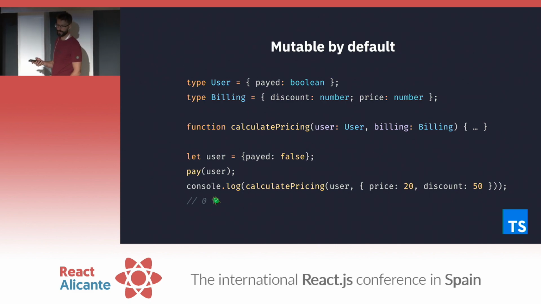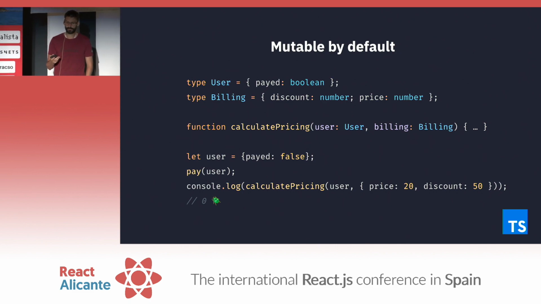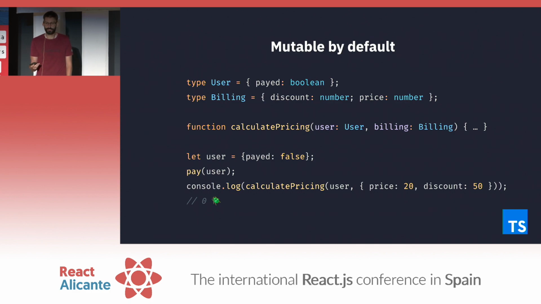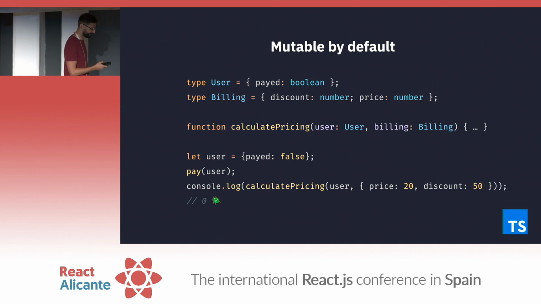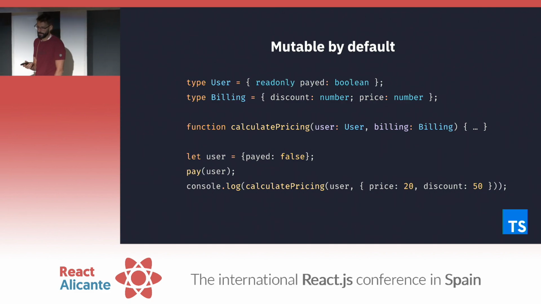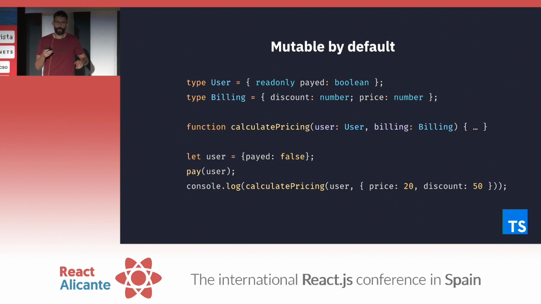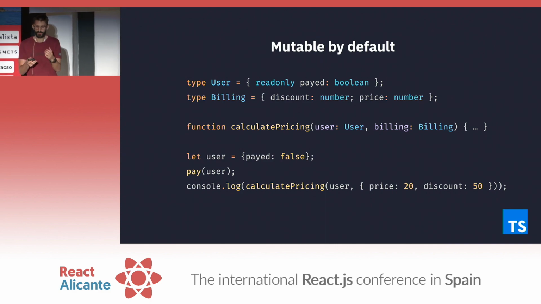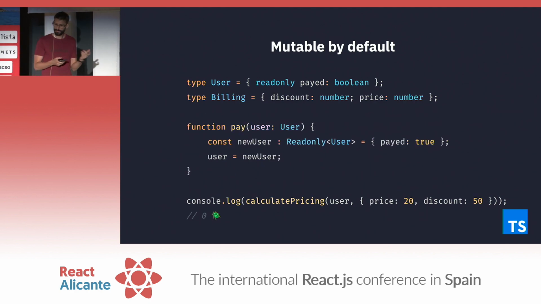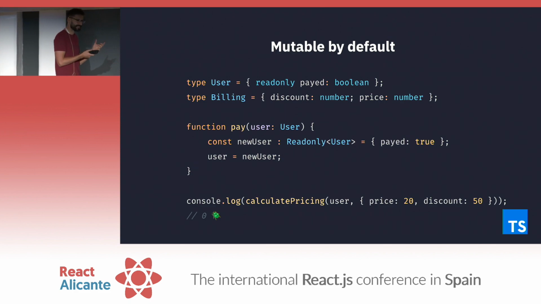But if for some reason there's a function that gets the same user, you have no guarantees that your calculate pricing function is going to behave as you expected, right? Because there's mutation. You can opt into immutability, saying user paid should be read-only, so the TypeScript compiler would say no, pay it cannot mutate the user object.